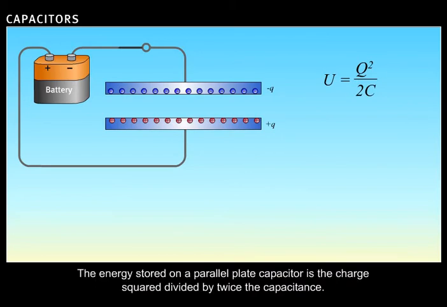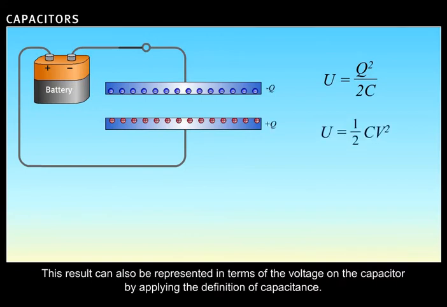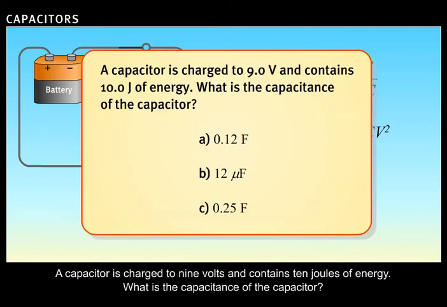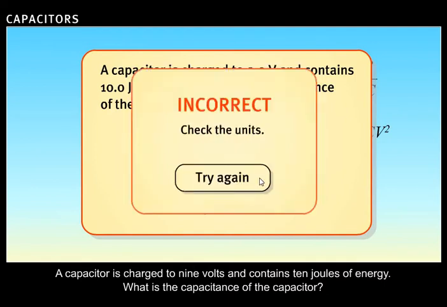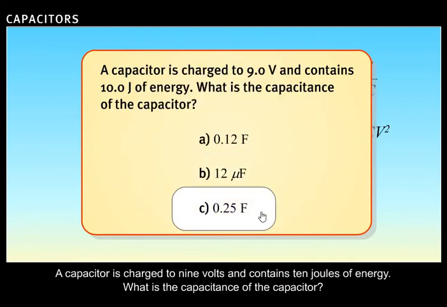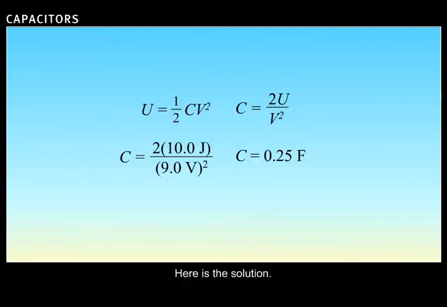The energy stored on a capacitor is the charge squared divided by twice the capacitance. This result can also be represented in terms of the voltage on the capacitor by applying the definition of capacitance. A capacitor is charged to 9 volts and contains 10 joules of energy. What is the capacitance of the capacitor? Try again. Correct. Here is the solution.